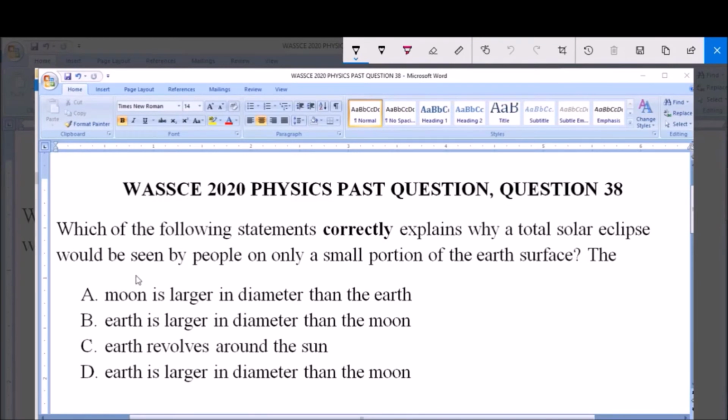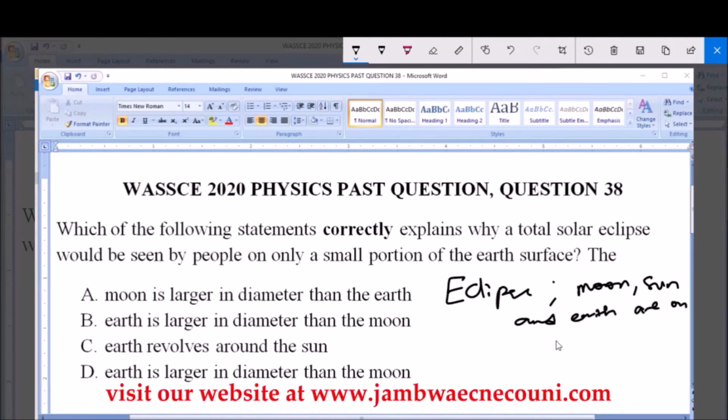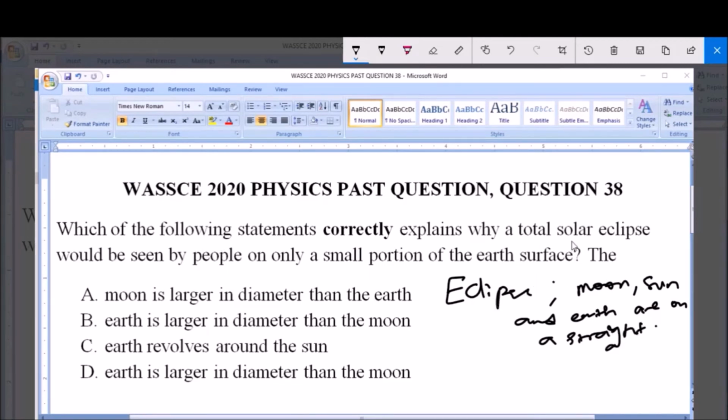Now, an eclipse simply occurs when the Moon, the Sun, and the Earth are on a straight line. We say an eclipse has occurred. Now we have the solar eclipse and the lunar eclipse, but the question here is concerned with the solar eclipse. Now an eclipse can either be total or partial. It is either a total or partial eclipse. Now the question is asking us about a total solar eclipse.